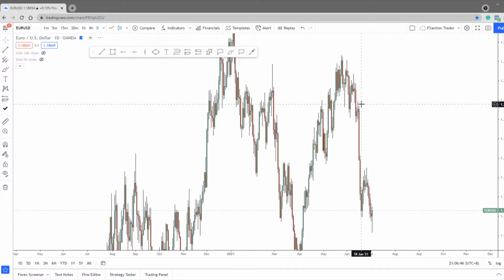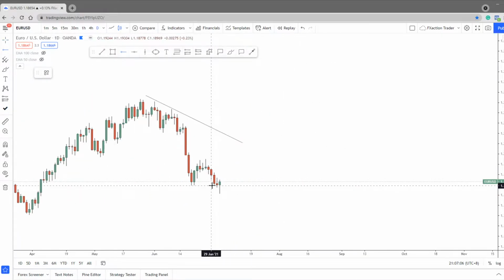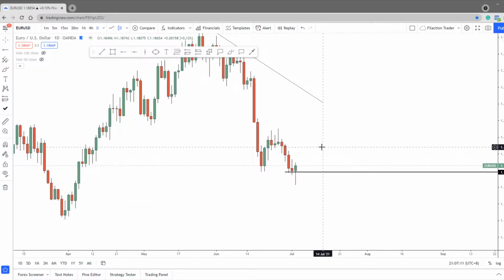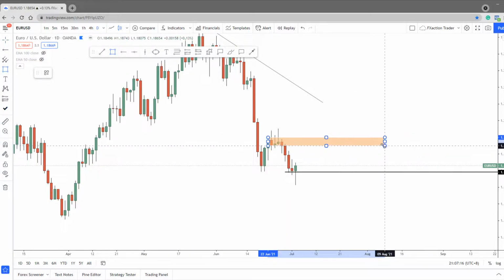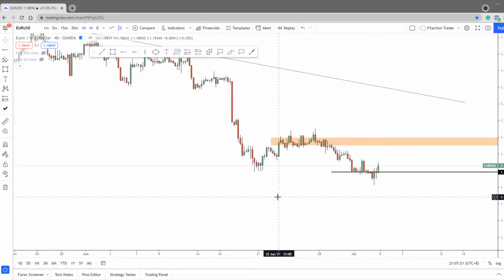So Euro Dollar on the daily chart, we can still see that the market is in a very clear downtrend, where the market keeps creating lower lows and lower highs, followed by a new low before Friday market close. We can see that the nearest lower high is here, and this is the zone where we are going to look for another potential sell trade in this coming week.